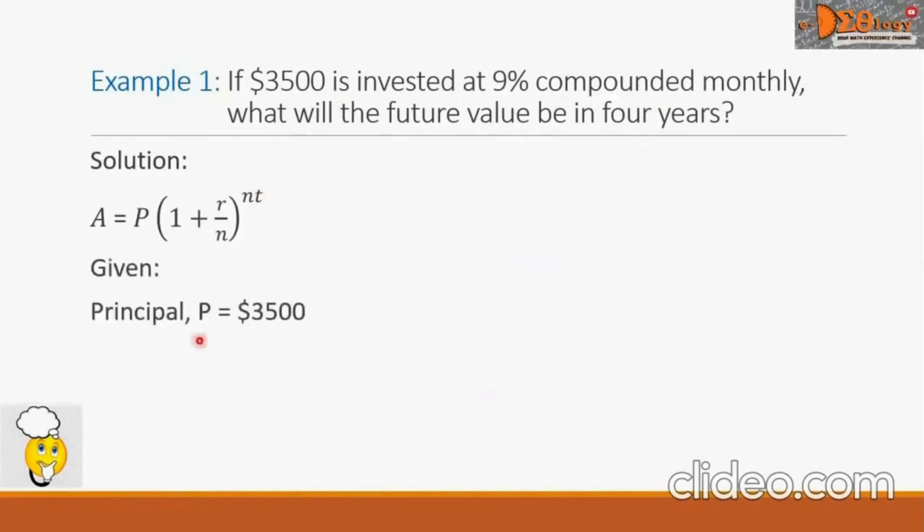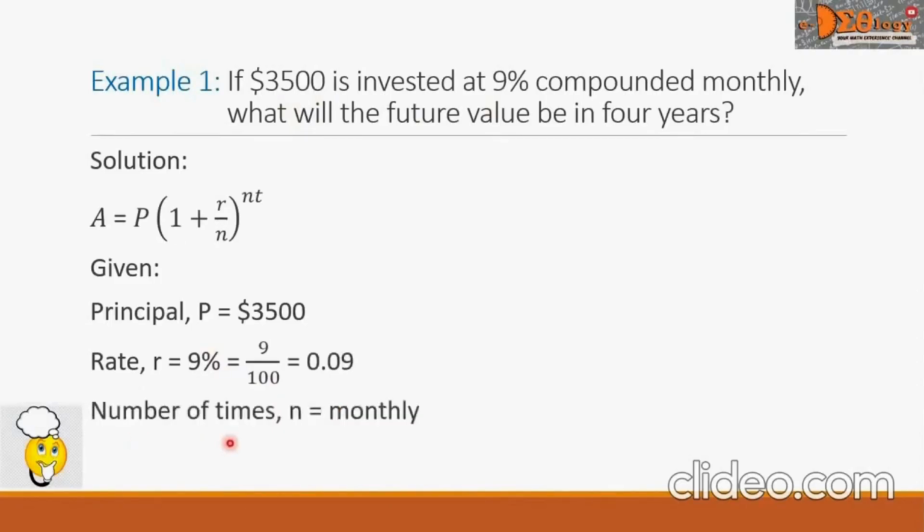First is the principal P, and that is the $3,500, followed by the rate denoted by R, and that is 9%. And this percent we will convert into decimal. First, we will put this number 9 over 100. We drop the percent sign, of course. And then the quotient 9 over 100 is 0.09.